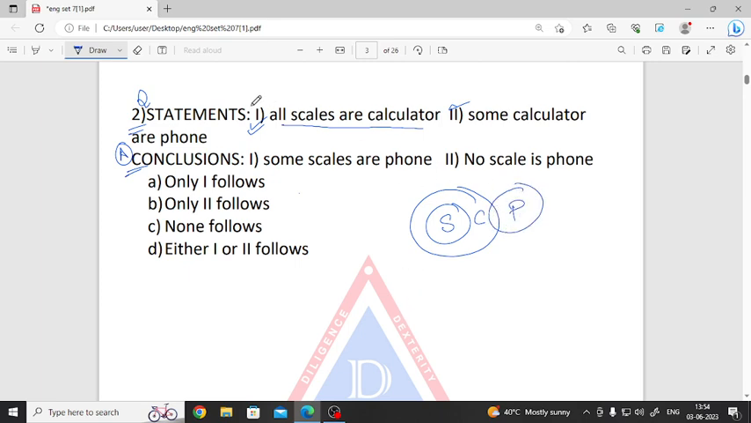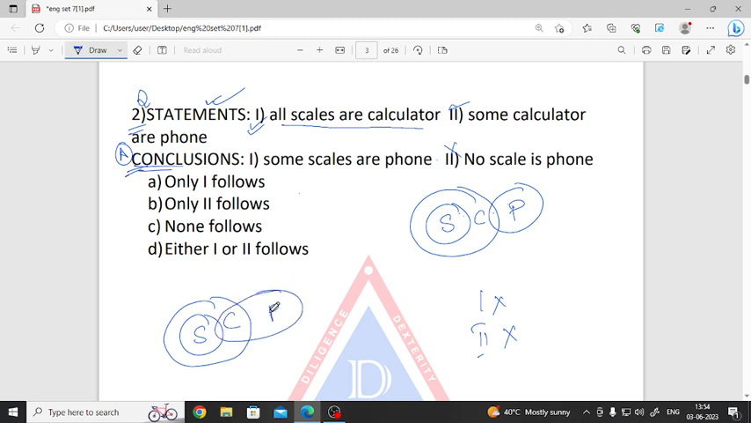So this is the diagram with regard to the statements. What does conclusion 1 state? Some scales are phones. Can we say some scales are phones? No, we cannot. And number 2, what is given? No scale can be phone. It is also wrong because some scales can be phones. If we draw a diagram, all scales are calculators and some calculators are phones, this can also be there. So option 1 and option 2 are wrong, so none follows.